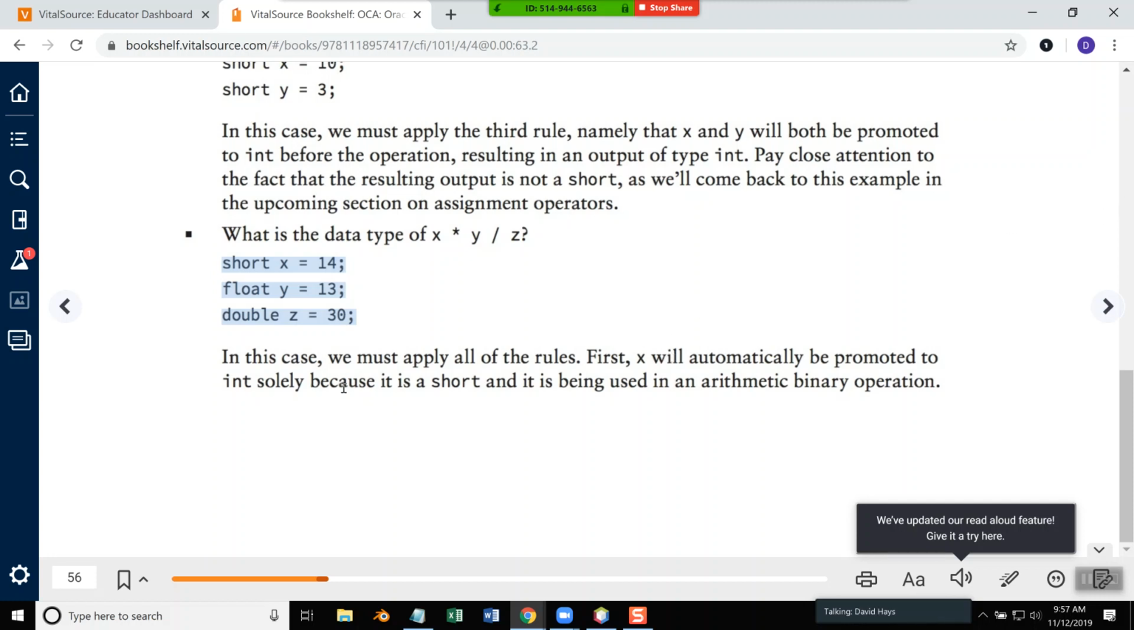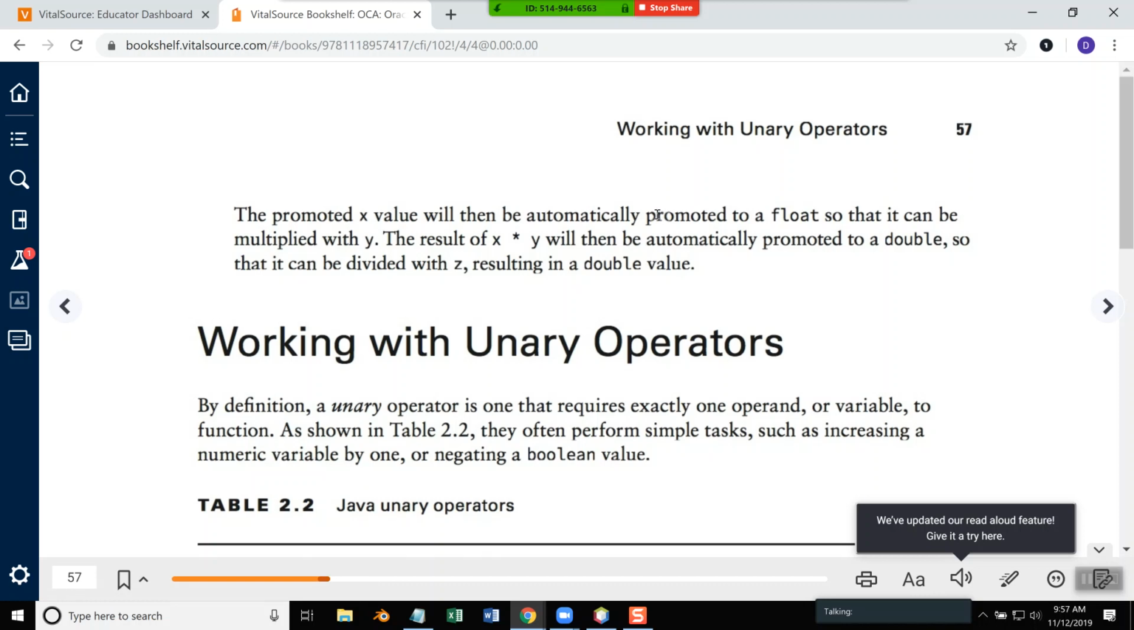Okay, x will automatically be promoted to an integer. Okay, short. Okay, so yeah, it is a double value in the end.